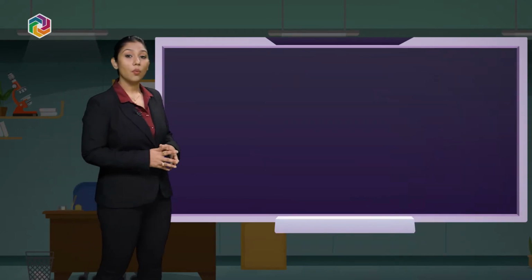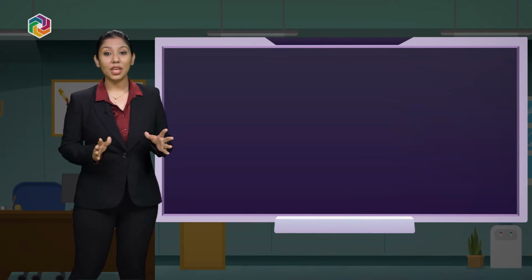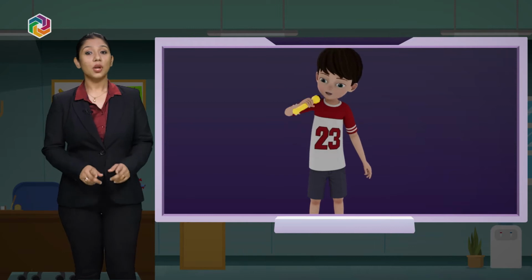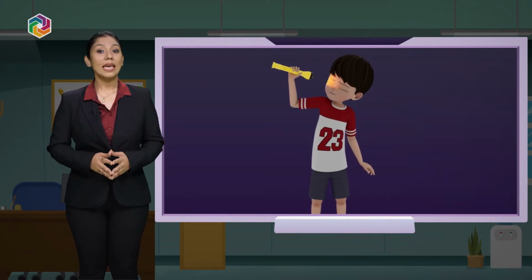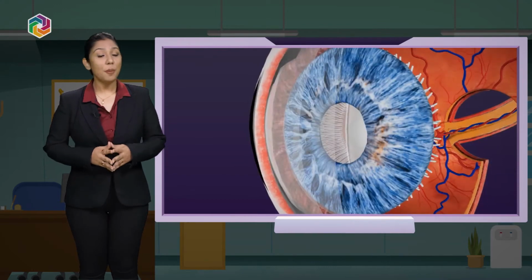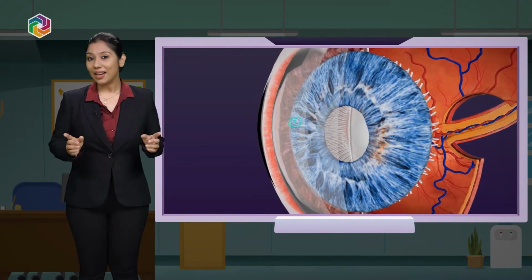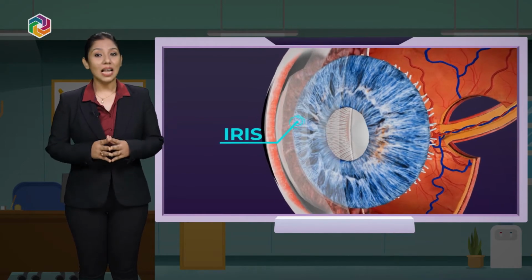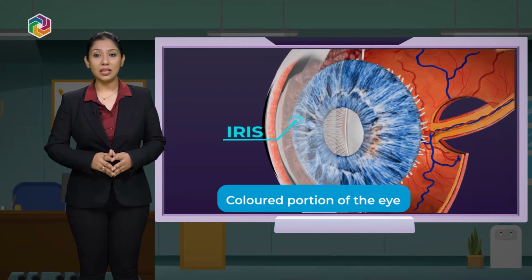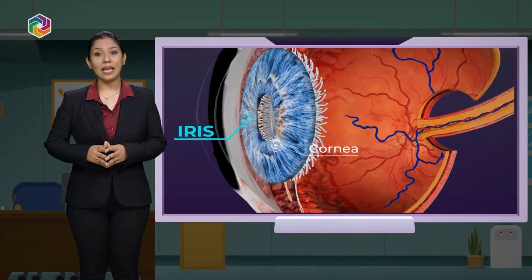What happens when someone puts light on your face in the darkness? You just close your eyes immediately, right? But why does this happen? It happens due to reflex action. And which part of the eye gives this reaction? It is iris. It is the colored portion of the eye or a pigmented muscular curtain which is present between the cornea and the lens.